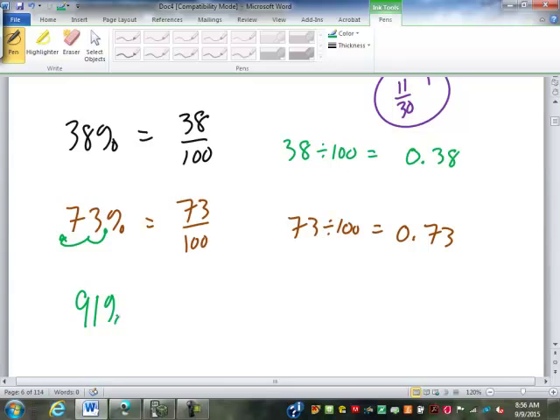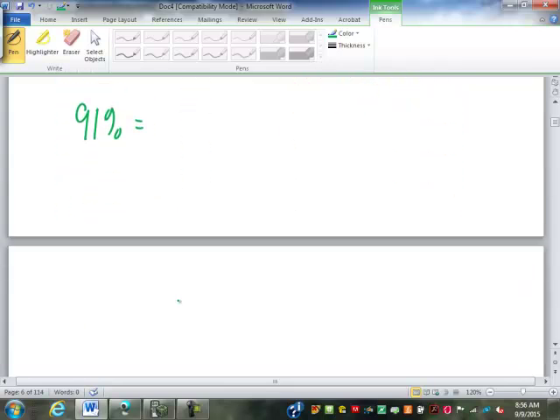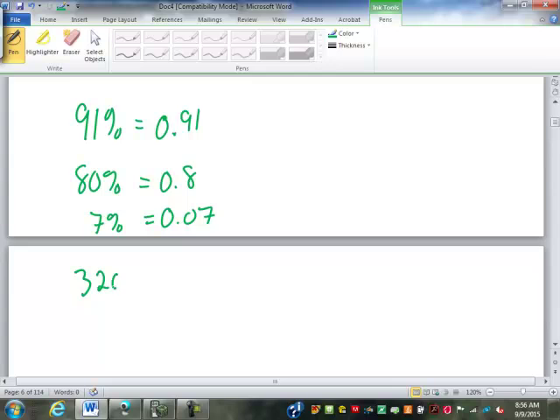So if I have 91%, it's just going to become what as a decimal? 0.91. How about 80%? 0.8. Could be 0.80 if you wanted to, but it doesn't have to be. 7%. 0.07. 320%. 3.2. 6.4%. 0.064. Good.